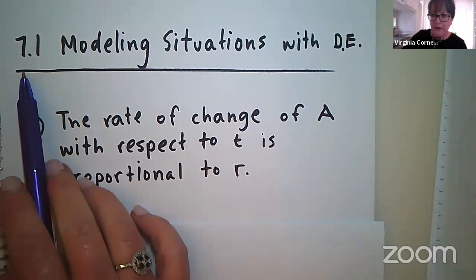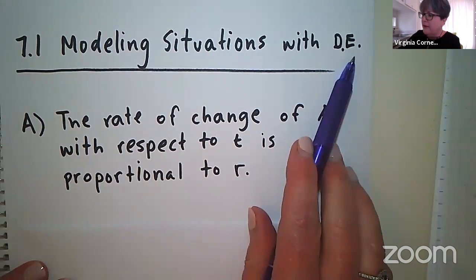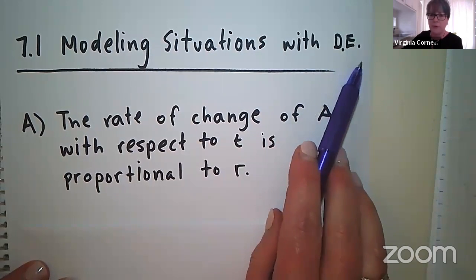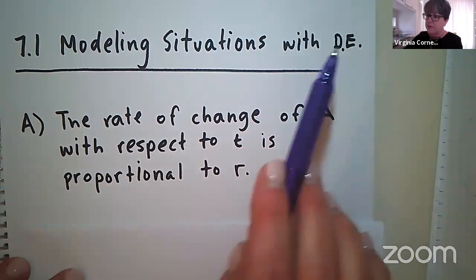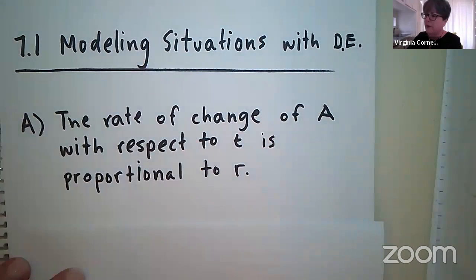Okay, modeling situations with differential equations. I ran out of room as I was writing that. DE is how any mathematician is going to refer to differential equations, except for people who call them diffie-Qs, which is also another abbreviation. So modeling situations with differential equations, our entire unit is about differential equations, but we're going to model situations in this one section. So here's my first example.